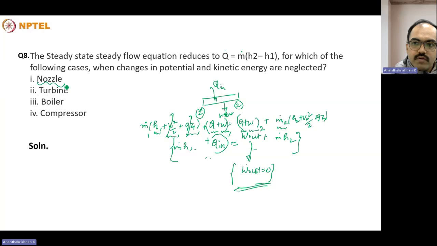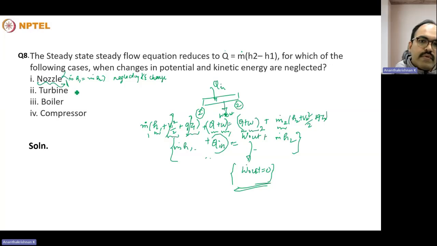Is there a heat input? No. The nozzle converts the enthalpy change into kinetic energy change. Initially at the inlet of the nozzle, the velocity will be about 0, and as it moves forward, the velocity increases, taking the enthalpy change into consideration. But here, since the potential and kinetic energy are neglected, we could assume that m dot h1 is equal to m dot h2, neglecting kinetic energy changes. So this is not a solution.